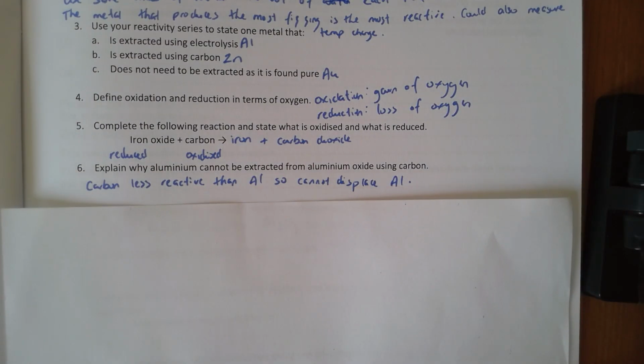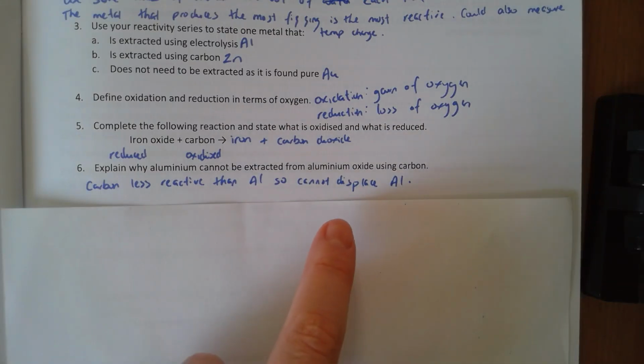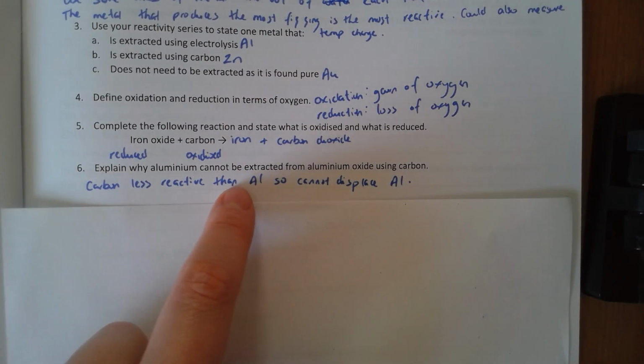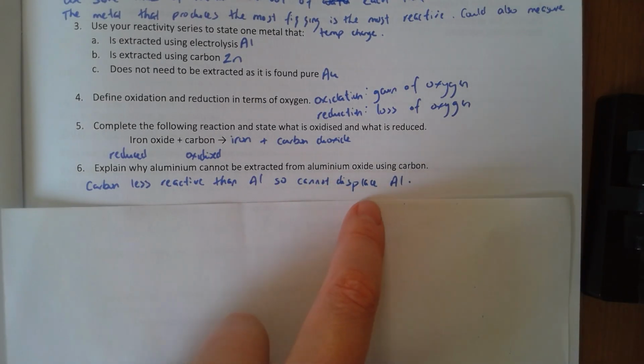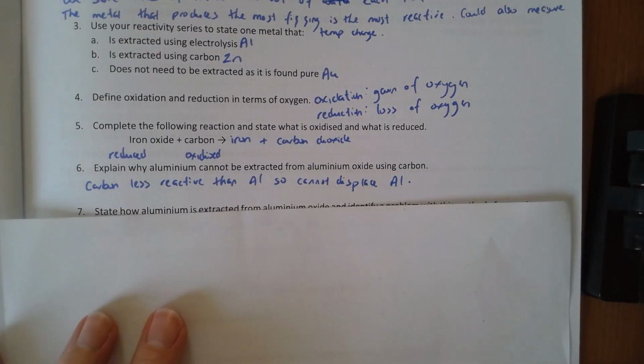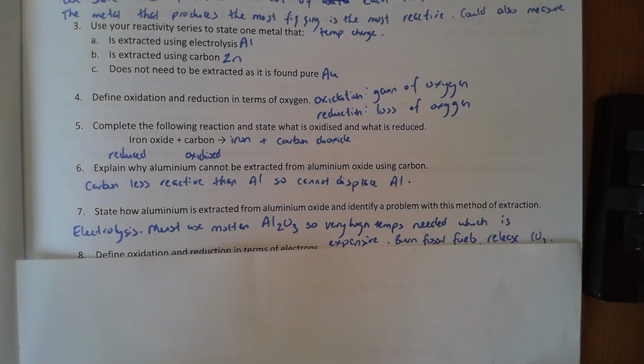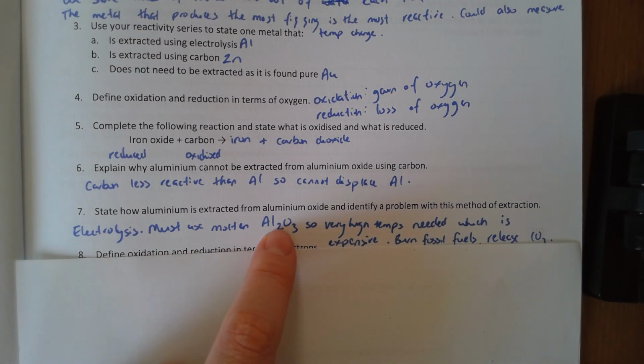Why can aluminium not be extracted? The language I've used here is straight from the mark scheme. So carbon is less reactive than aluminium, so carbon cannot displace aluminium. So less reactive, so carbon cannot displace it. What would you use then? Instead, you're going to use electrolysis. Problem, you're going to have to use molten aluminium oxide.